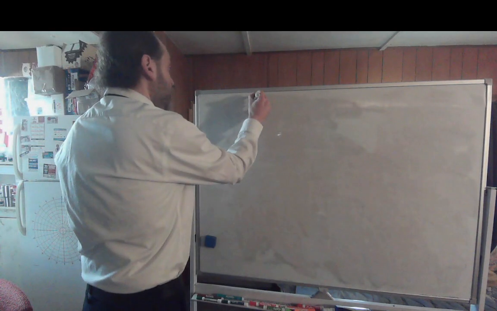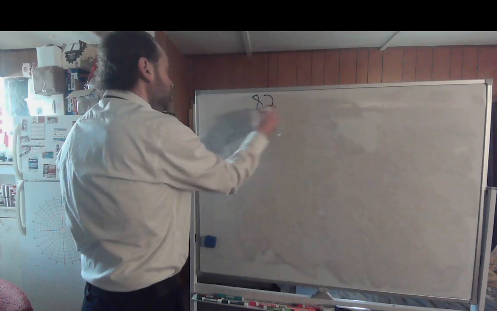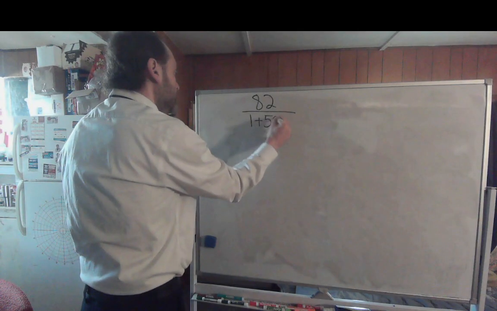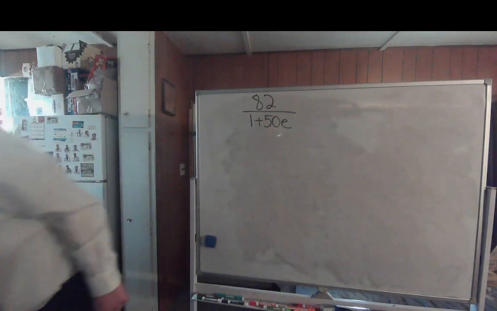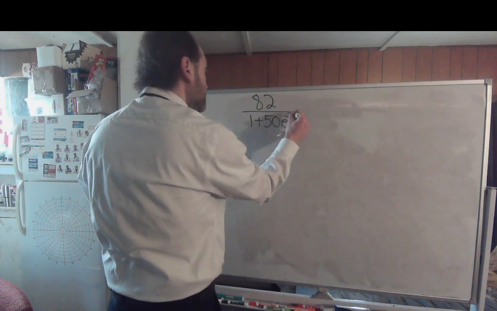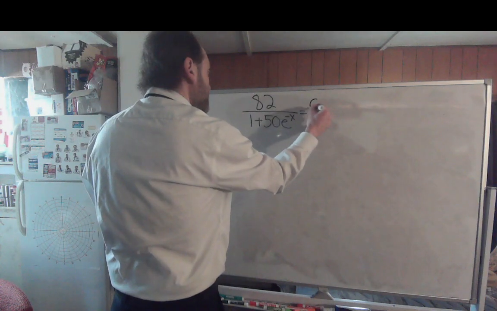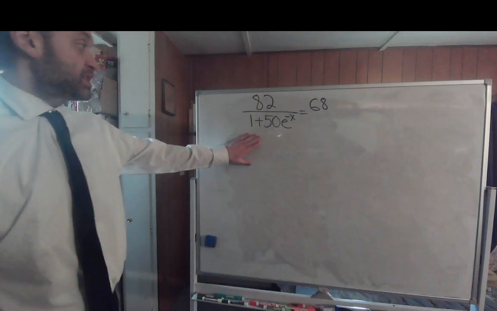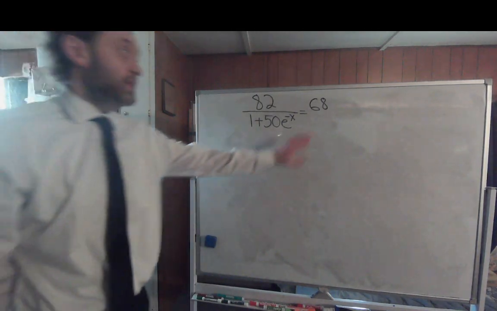Alright, I've got 5 more. We have 82 over 1 plus 50e to the negative x equals 68. So 82 divided by 1 plus 50e to the negative x equals 68.